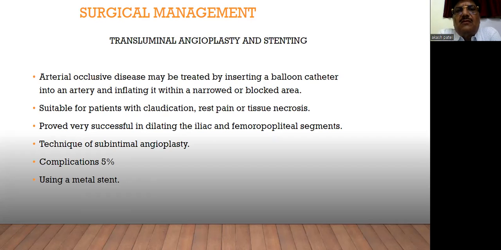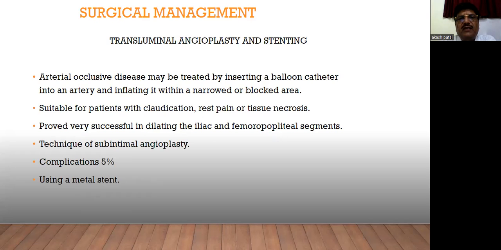Now, once all conservative measures are done, or if the patient is having severe claudication, rest pain, or tissue necrosis, then some of these patients may be suitable for transluminal angioplasty and stenting.